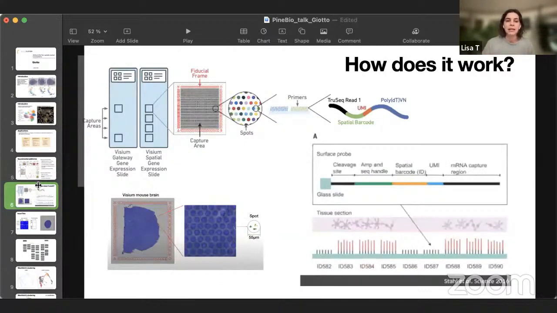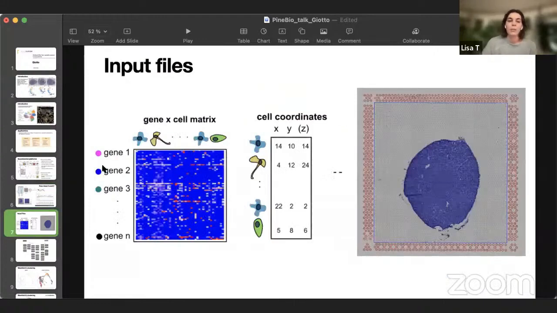works. We have a plate like this, and the capture area that is comprised of small spots. And each spot already has the barcodes, the spatial barcodes that will tell us where exactly this position is located. So we place our tissue above the capture area, and we treat it so the mRNA will ligate to our barcodes. And then we just proceed to sequence, and we get a sequence like this. So after sequencing, we end up with our matrix where we have gene counts per cell and cell coordinates. And of course, we can get some pictures to work with as well.